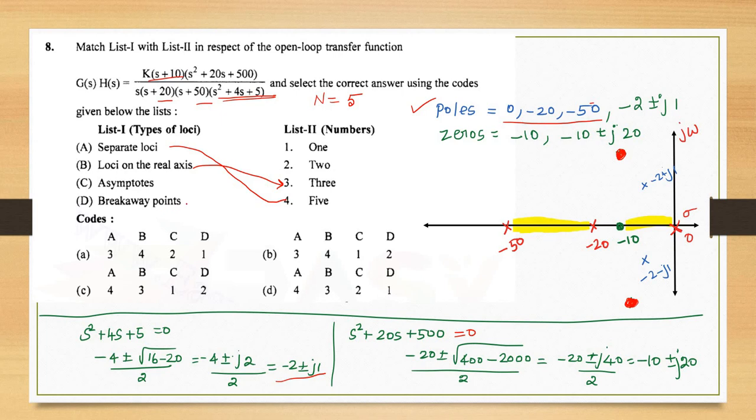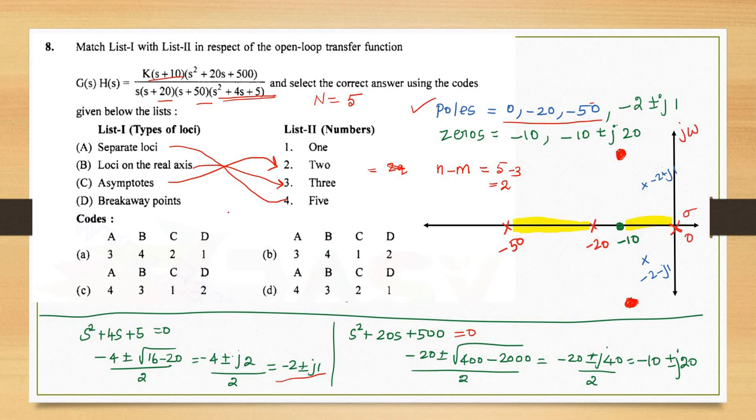And how many asymptotes? How do we find the asymptotes? The number of asymptotes is equal to n minus m. That is the formula. How many poles? There are 5. How many zeros? There are 3. 5 minus 3 equal to 2. That is the number of asymptotes. And how many breakaway points?